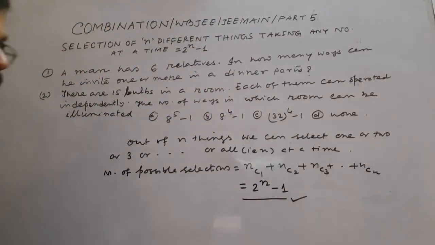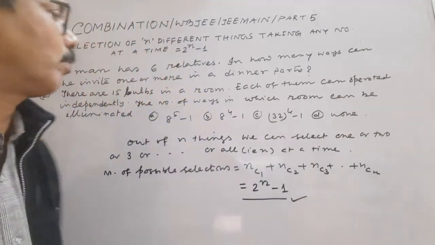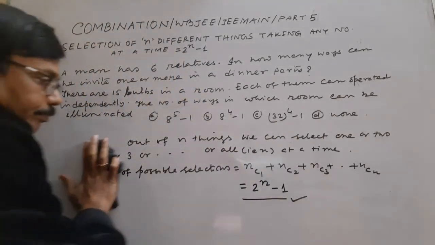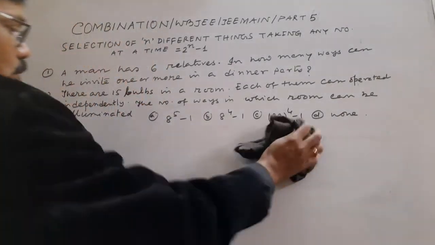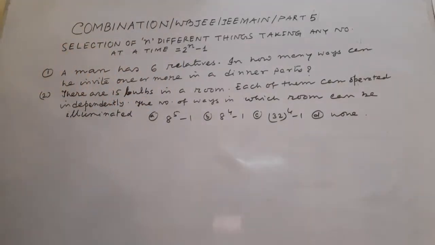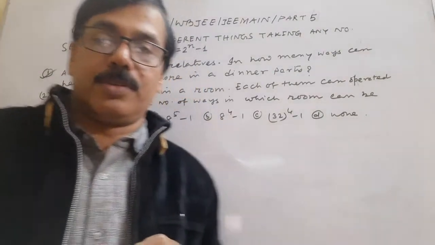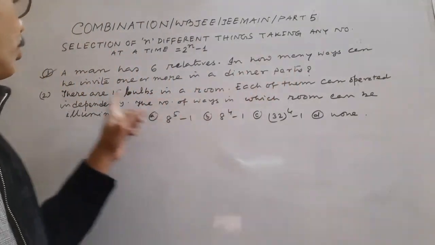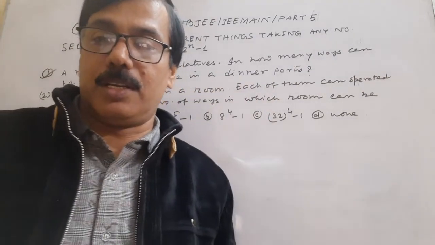Now using this theorem, we solve some problems of this chapter. So this is our working tool, 2 to the power n minus 1. So problem number 1. A man has 7 relatives. In how many ways can he invite one or more to a dinner party?